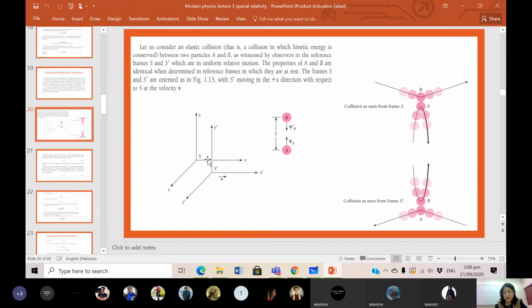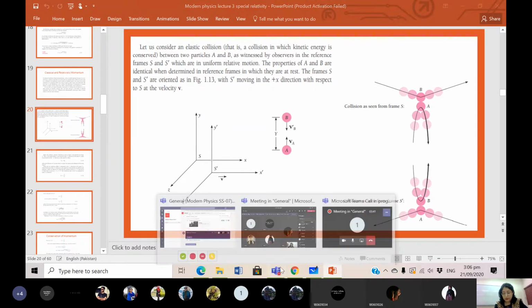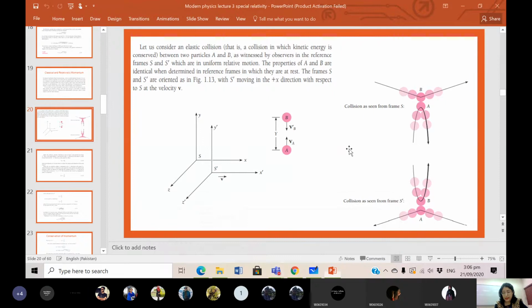So A, as seen from S frame, is going to move upward, and then after the collision, it will move down, like upward and then down. But because we're seeing the situation from frame S, and B is in frame S dash, which is moving towards the right with the velocity V, therefore B is going to appear to move along this path. Now, does that make sense so far? The situation? Hello? Yes, ma'am.